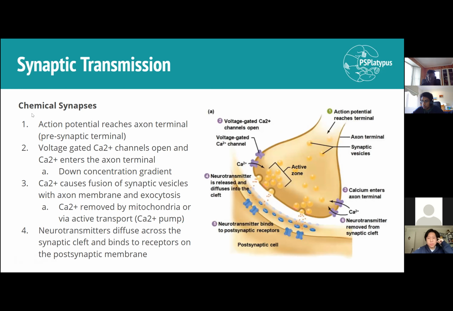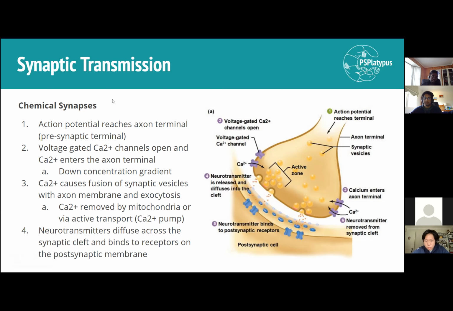So chemical synapses, how does this work? The action potential reaches the axon terminal, the end, which is going to be the presynaptic terminal. It reaches a point known as the active zone. The active zone is where the accumulation of vesicles of neurotransmitters exist. Neurotransmitters are little chemicals which are going to enter the synaptic cleft and bind to receptors on the other side. But that's just a bit of context for them.